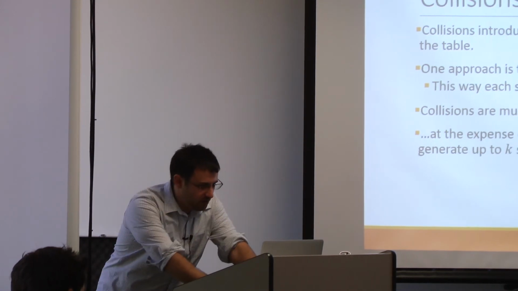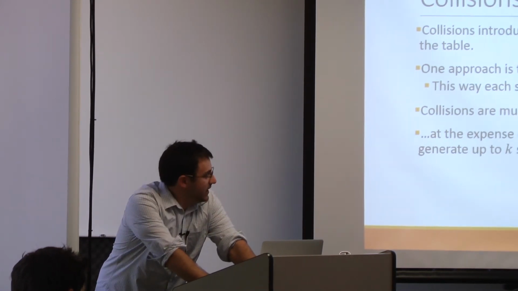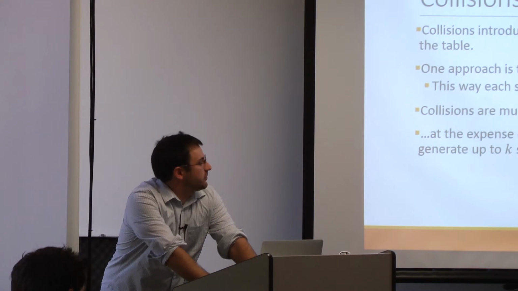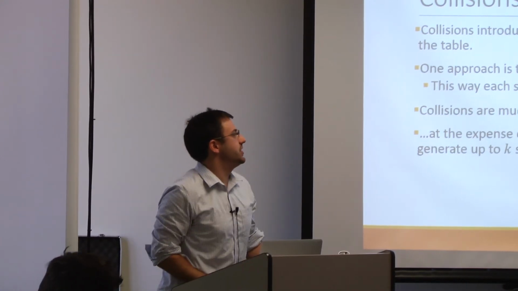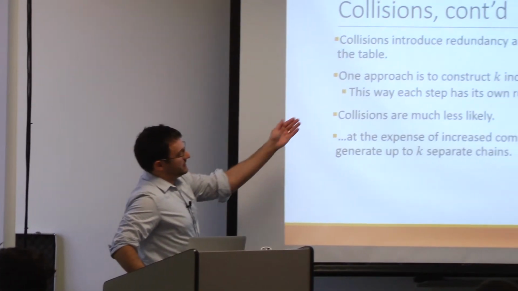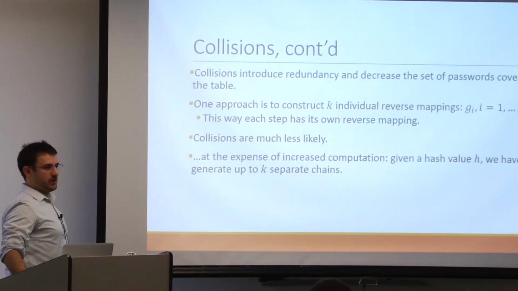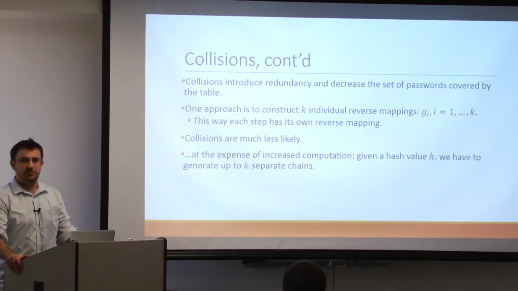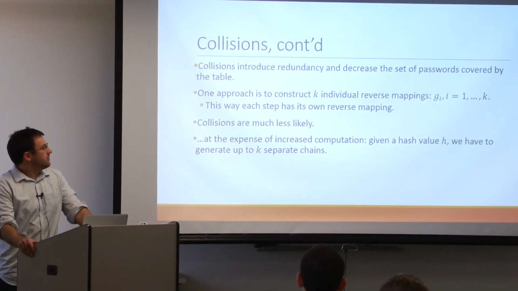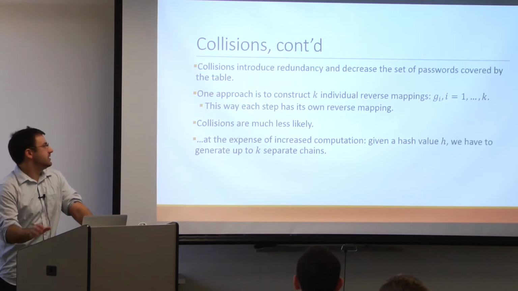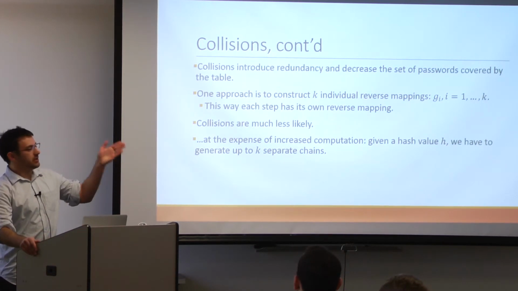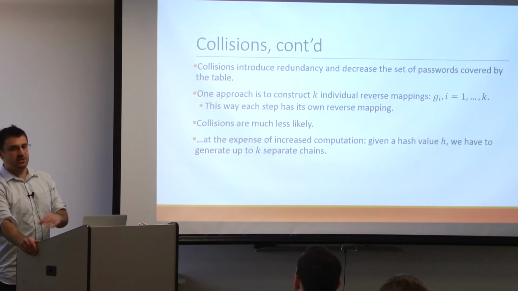So the last thing I'll go over is an effective approach to deal with collisions. If you have k steps in your chain, you define k different G functions, reverse mapping functions. And so now a collision can only happen in the same exact step. So it's much less likely.